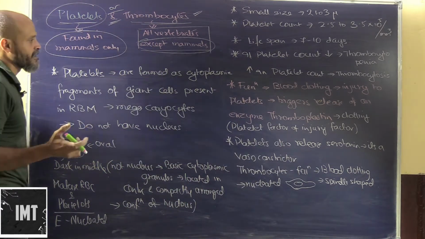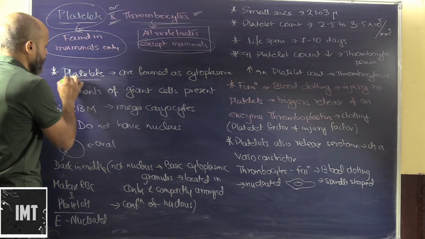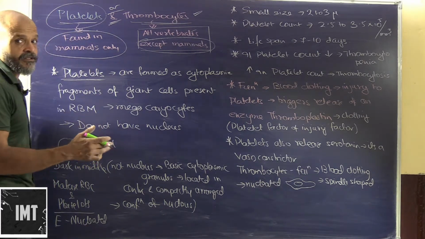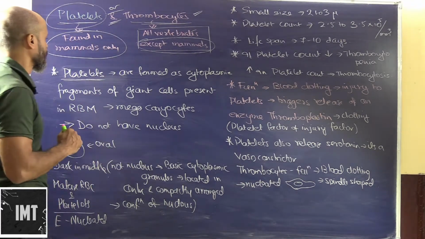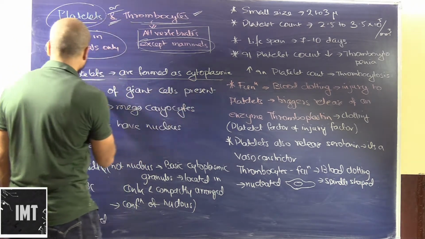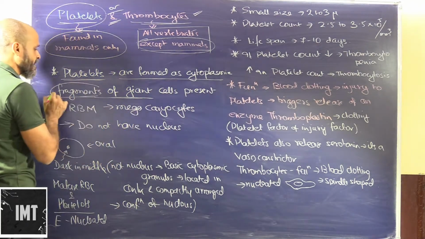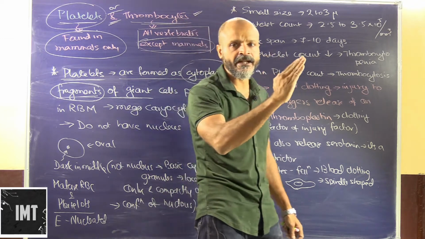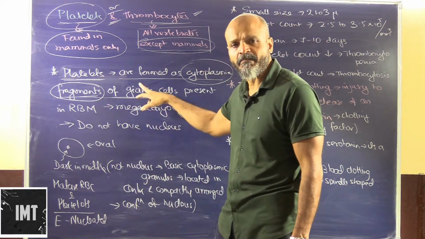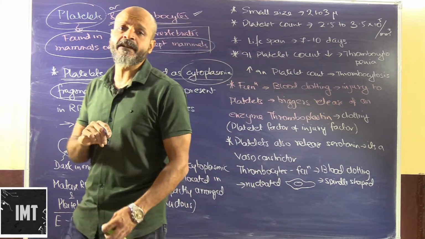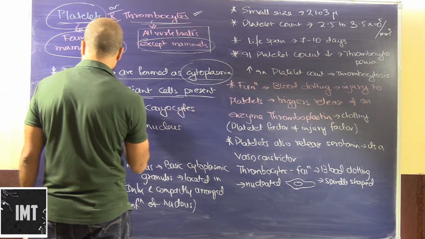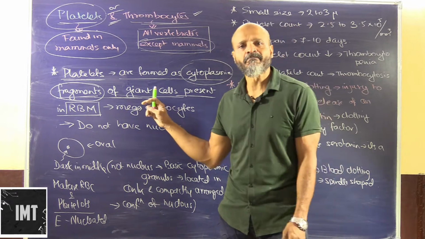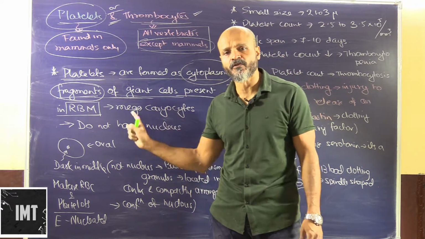Now we'll quickly look at some of the features of platelets, because here we are concerned with the blood that is there in humans. We are studying circulation in humans primarily, so we'll deal with platelets here. They are found as cytoplasmic fragments. Understand this word: a cell has a cytoplasm, and from a fragment of it platelets are formed. They are formed as cytoplasmic fragments of giant cells present in the red bone marrow.